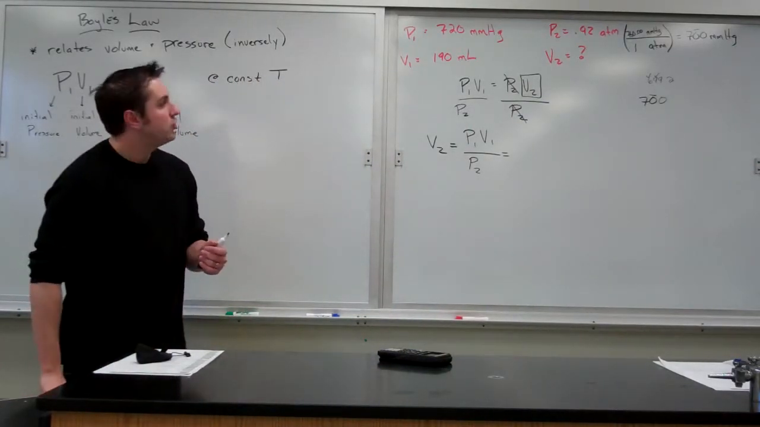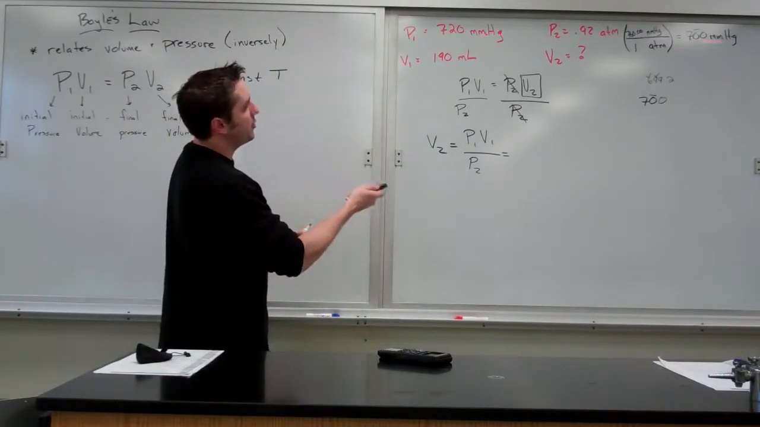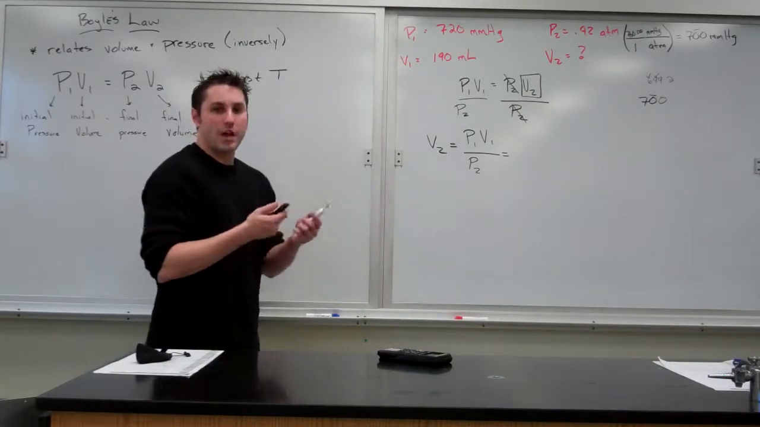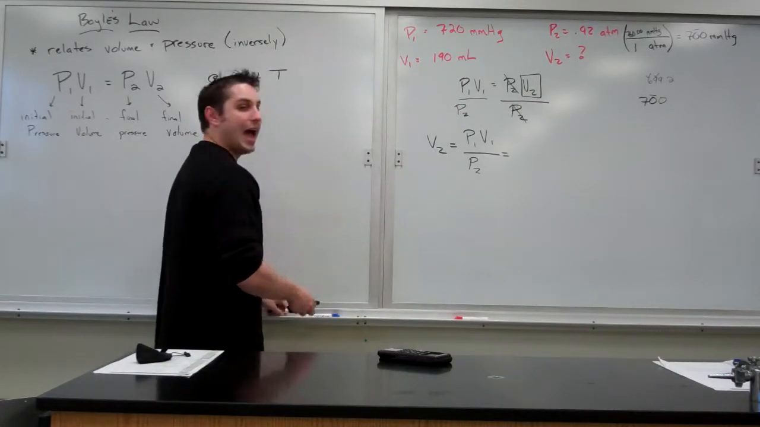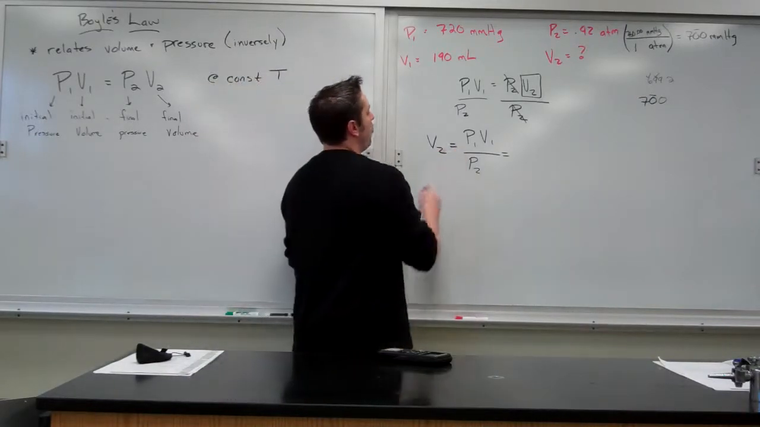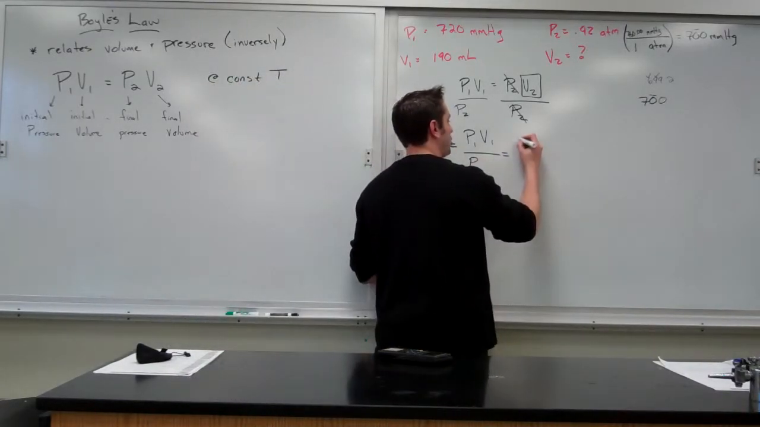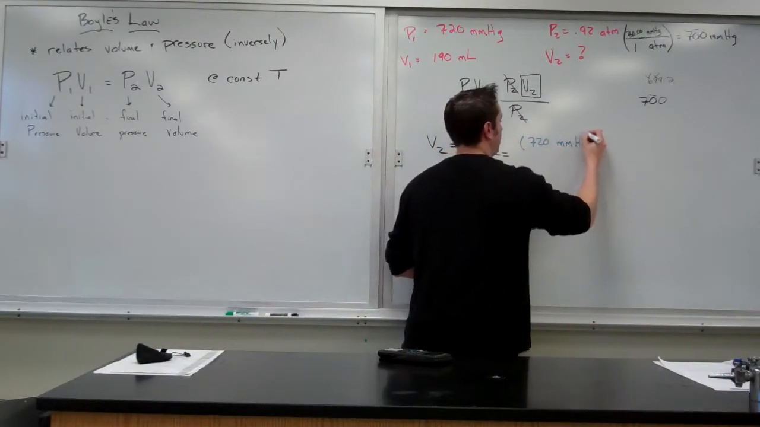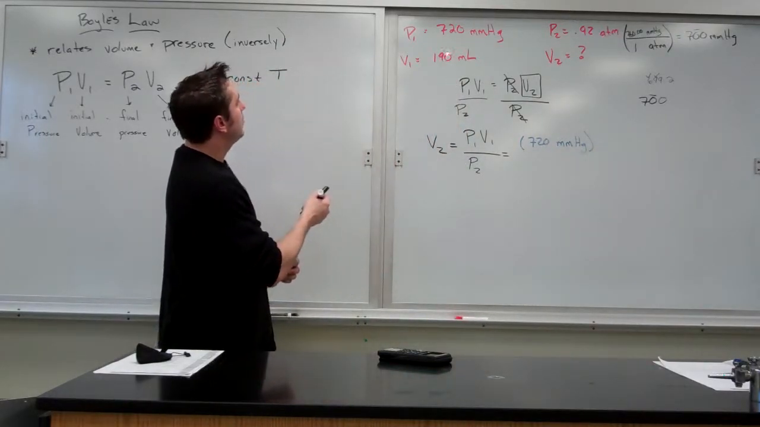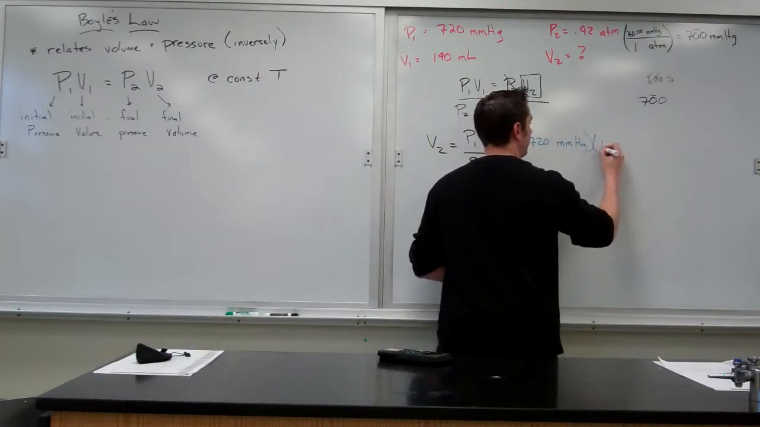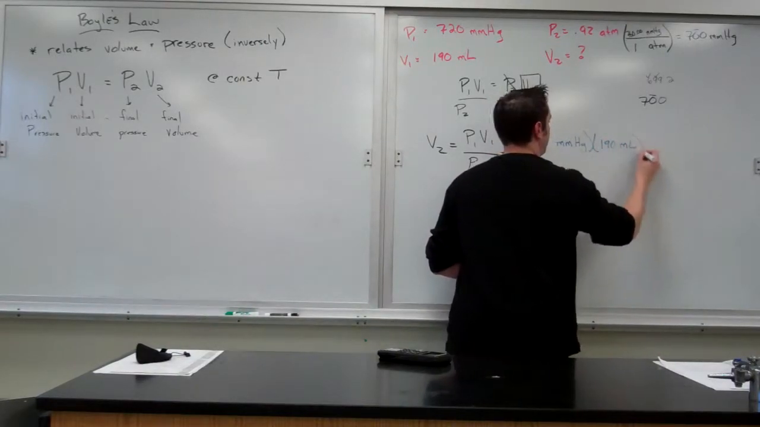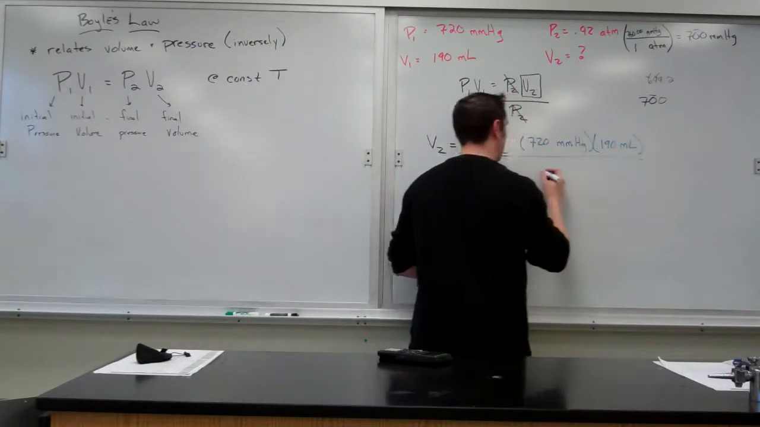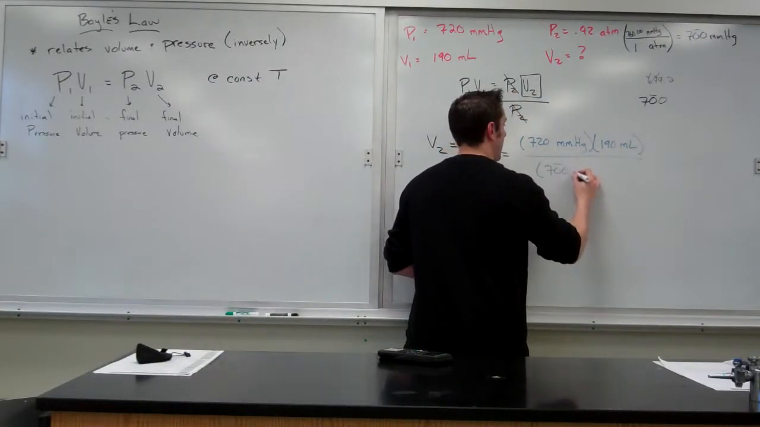Now I take a look, do my units match? Millimeters of mercury, yes. Is my temperature in Kelvin? I have no temperatures, so I don't need to worry about it. Now I'm able to plug in. So P1 was 720 mmHg. V1 was 190 milliliters. P2 is 700 mmHg.